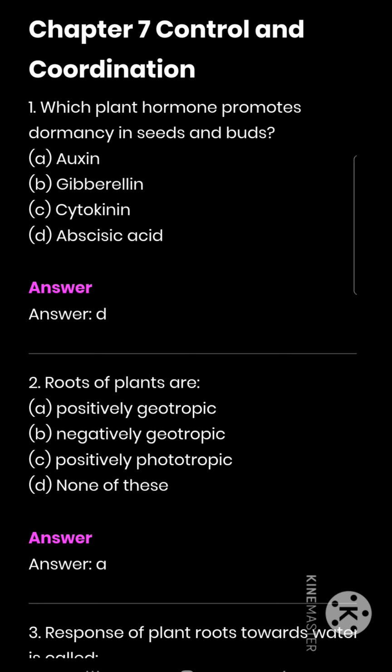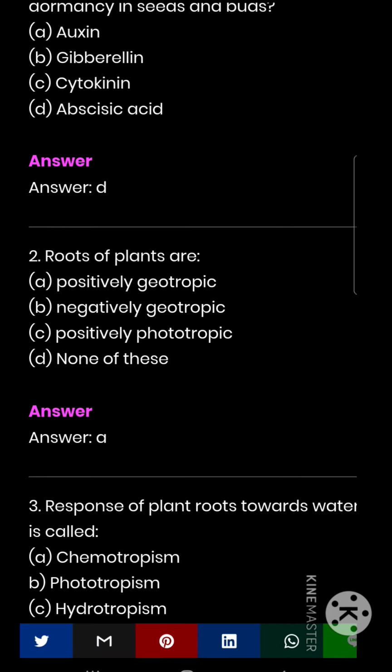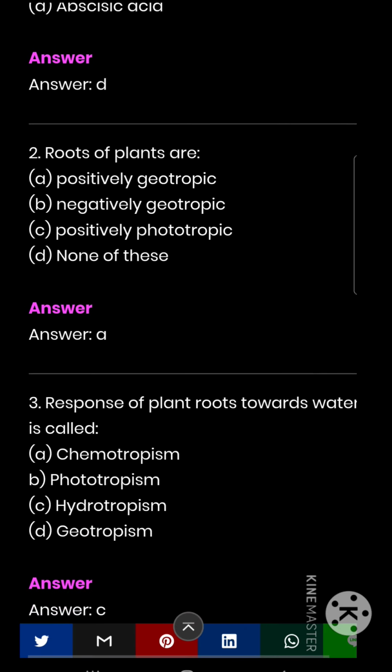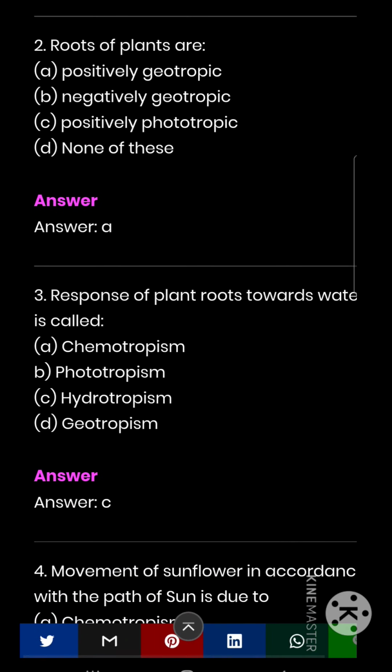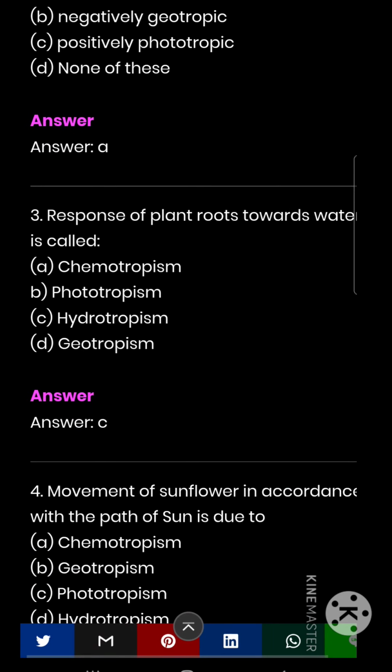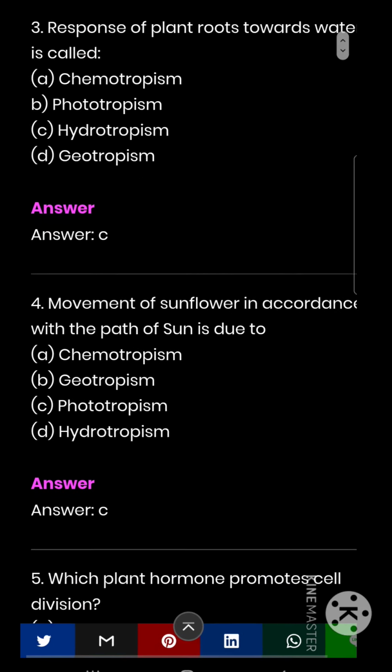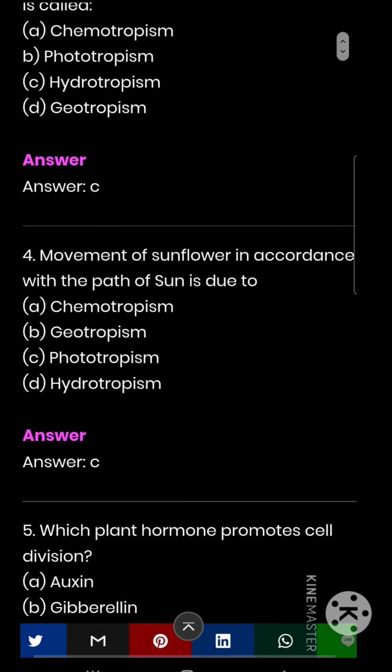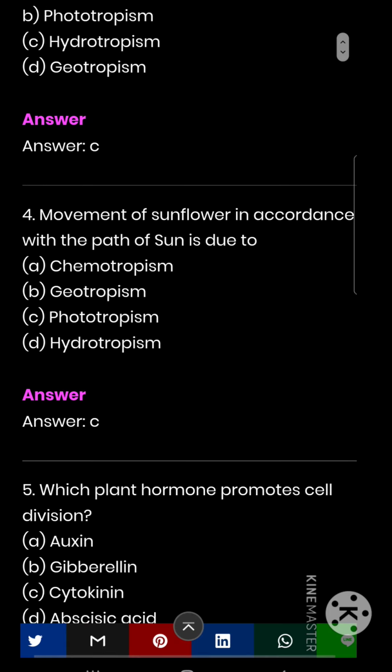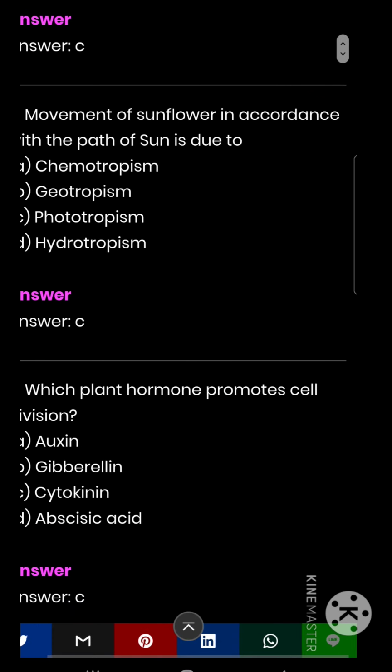Control and coordination. Which plant hormone promotes dormancy in seeds and buds? It is abscisic acid. Roots of plants are positively geotropic. Response of plant roots towards water is called hydrotropism. Movement of sunflower in accordance with the path of the sun is due to phototropism.